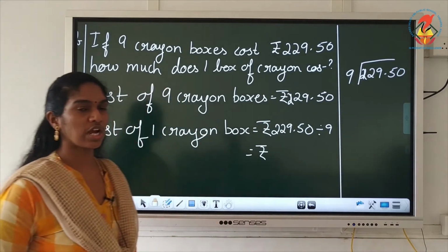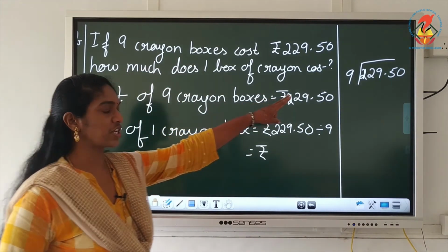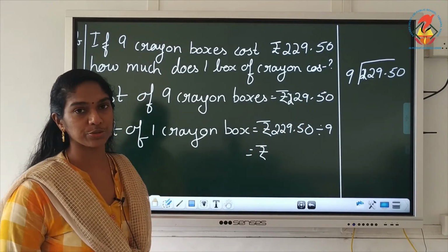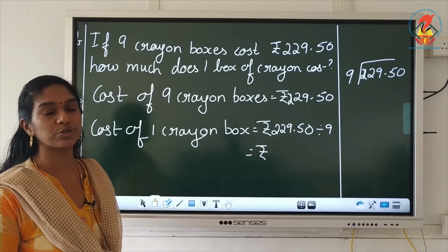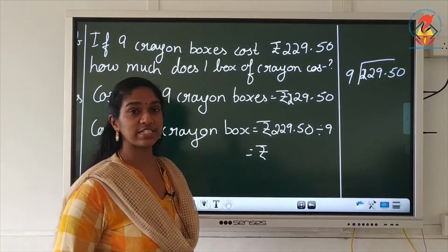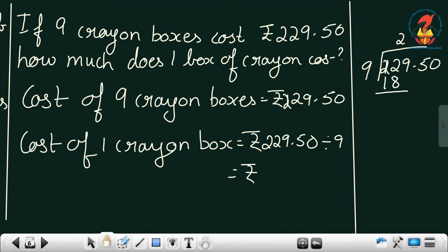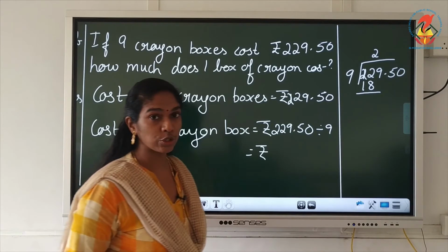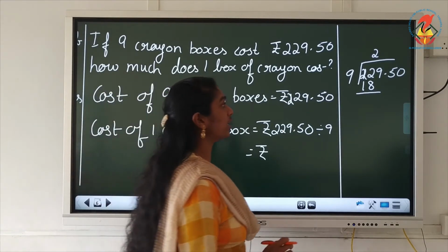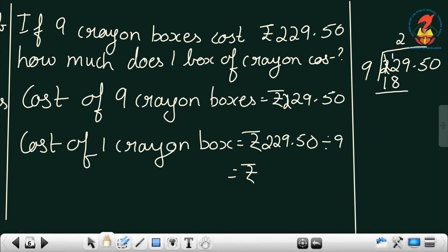Okay. So, starting with 2, 2 is smaller than 9, so you will take 22. Find a number from 9's table less than 22. 9 1s are 9, 9 2s are 18, 9 3s are 27, which is bigger. So, you will go for 9 2s are 18. 2 should be written above the second 2 because you have taken 22 together. Now, when you minus 22 minus 18, you will get 4. Bring down 9. 9's table, find a number less than 49. 5 9's are 45. When you minus, you will get 4.